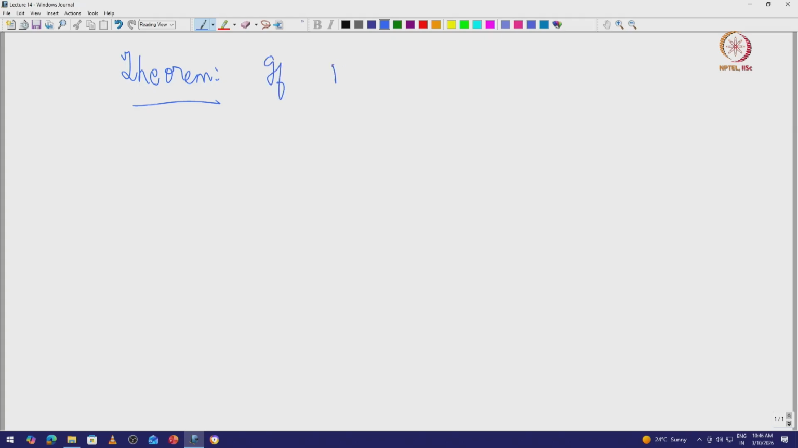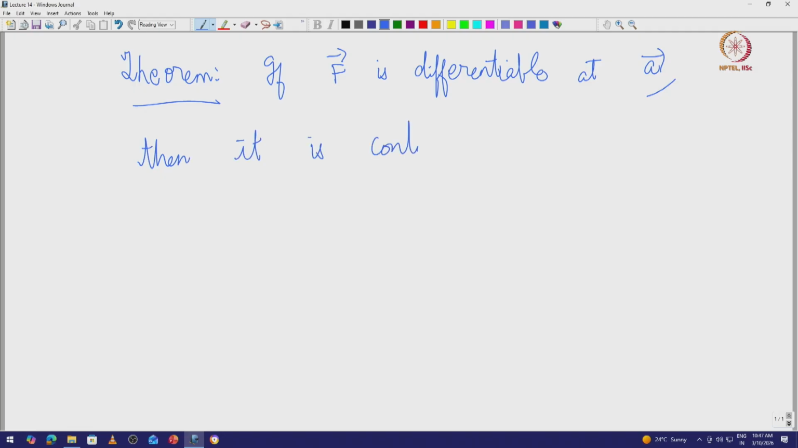If f is differentiable at A, then it is continuous at A. Okay, this is a basic property we would expect. If this property were not true, then the fault lies with our definition of differentiability rather than the theorem itself.